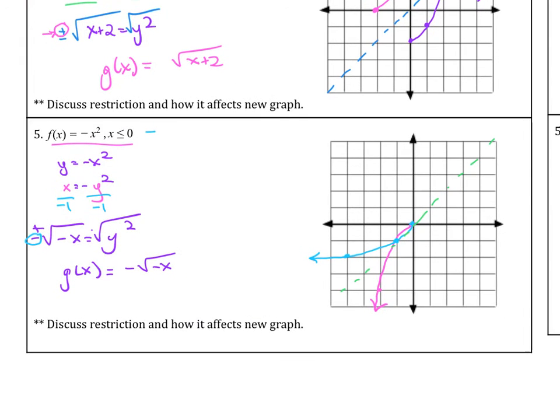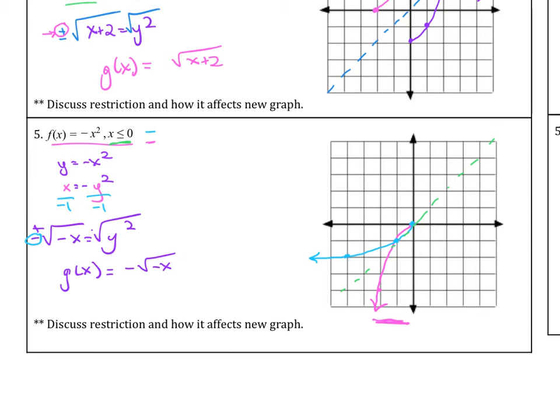Number 5 was a little bit challenging, so you had to take a look at, first of all, we're looking at x is less than or equal to 0, so therefore we're looking at the negative side of the graph, so negative x squared, so I graphed that right away. So here we're looking at the left side of the parabola, okay, so we're looking at the negative.